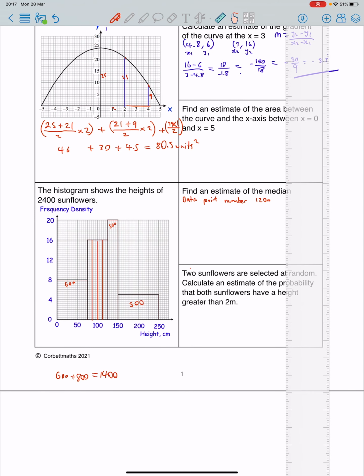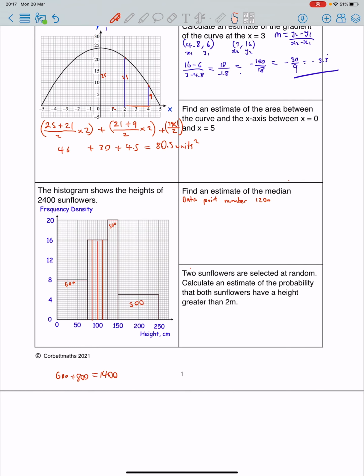The point of this is up to here is 600. This section represents 200 because I've split this 800 bar into 4. So that takes us to 800 pieces of data in total. Over here is another 200, taking us to 1,000. And up to this end bar would be 1,200. So the 1,200th data point would be this point here.